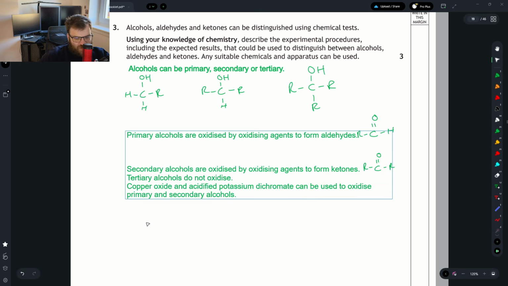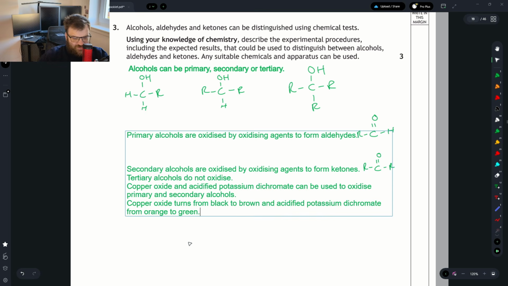Two examples of oxidizing agents that can do this would be copper oxide and acidified potassium dichromate. As for colour changes, copper oxide turns from black to brown and acidified potassium dichromate from orange to green.